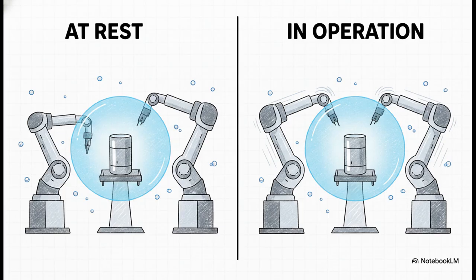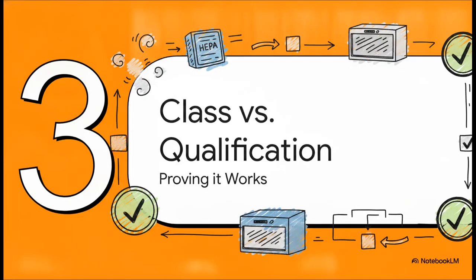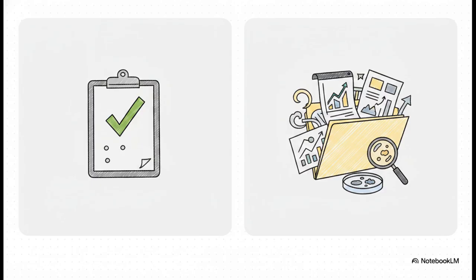Since the product is fully exposed, the air quality has to remain utterly pristine, completely regardless of the activity happening within that zone. Section 3, Classification versus Qualification, proving the environment works. We're now addressing a very common and, quite frankly, very critical regulatory inspection trap, which is confusing classification with qualification.